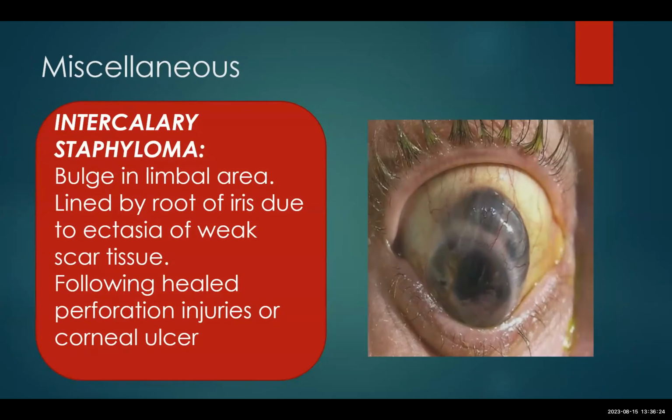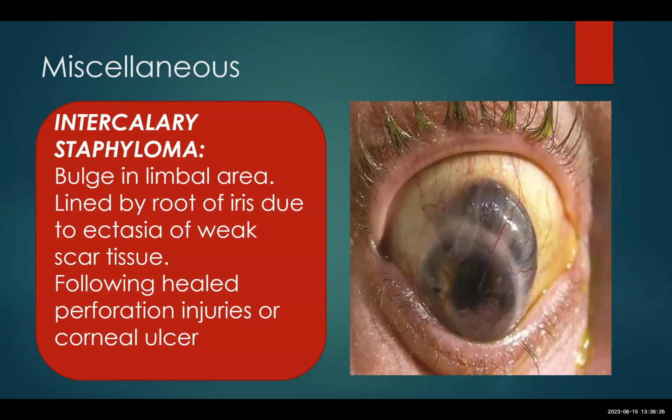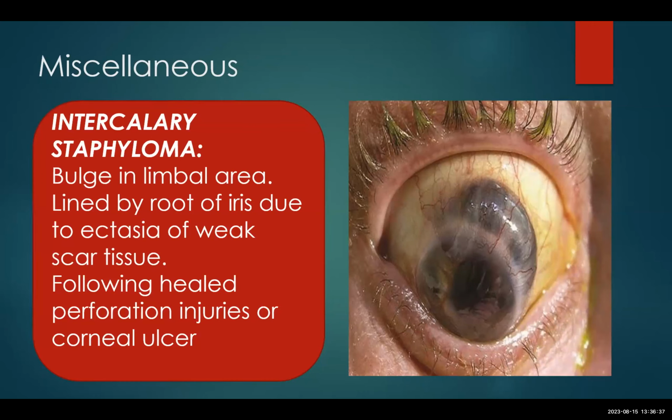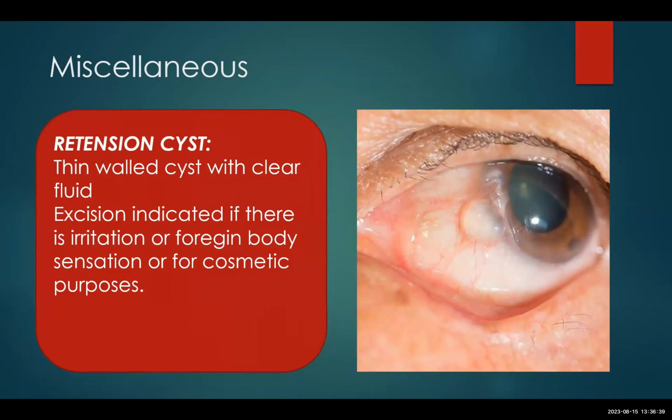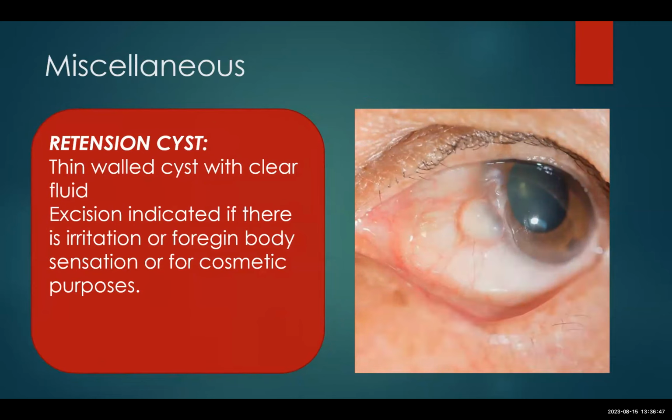Next, we move on to miscellaneous, which is the intercalary staphyloma. It is a bulge in the limbal area. It is lined by the root of iris due to ectasia of the weak scar tissue. It follows healed perforation injuries or corneal ulcer. Next is retention cyst. It is a thin wall cyst filled with clear fluid. Excision is indicated if there is excessive foreign body sensation or irritation, or for cosmetic purpose.